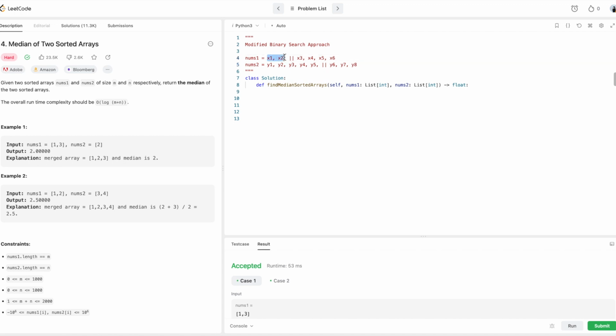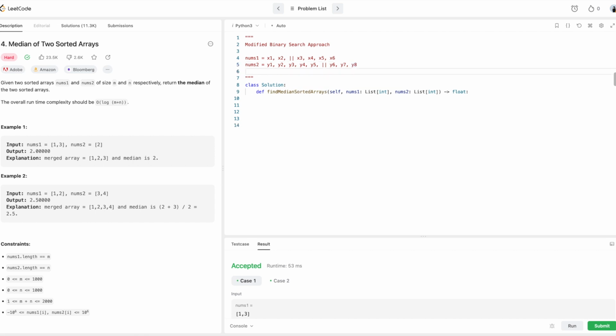So here we have 2, and here we have 5. 2 plus 5 equals 7, right? And here we have 4, and here we have 3. So 4 plus 3 also equals 7. So both the left side combined in nums1 and nums2 equals 7, and the right side in nums1 and nums2 also equals 7.